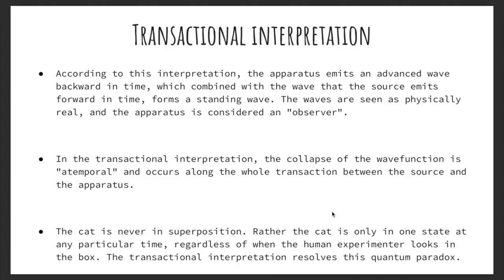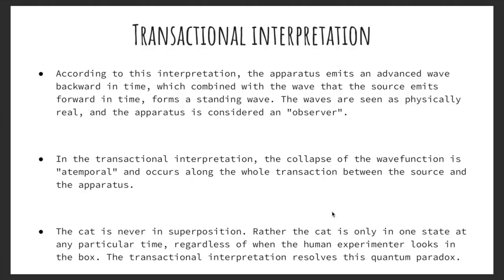Lastly, we come to the transactional interpretation. According to this interpretation, the apparatus emits an advanced wave backward in time, which, combined with the wave that the source emits forward in time, forms a standing wave. The waves are seen as physically real, and the apparatus is considered an observer. In the transactional interpretation, the collapse of the wave function is atemporal and occurs along the entire transaction between the source and the apparatus.